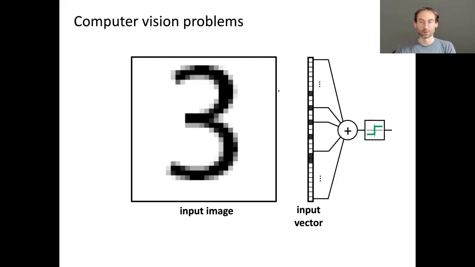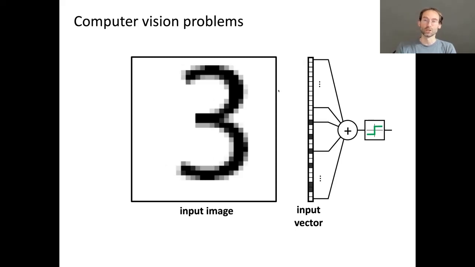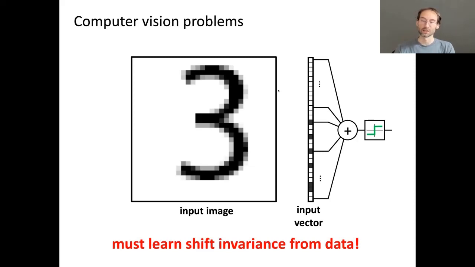The problem happens when we allow the images to undergo some transformation. The simplest transformation is just the position of the digit. If I shift this digit 3 by just one pixel, the input into the neural network will be very different. Because the neural network is completely unaware of the geometry, of the structure of the image, it will have a hard time learning that this is the same digit 3. So what we call shift invariance, the property that we want the output to be independent of the shift of the input, now has to be learned from the data. And because the data is high dimensional, we need very complex architectures with a lot of parameters, and training them is really a nightmare. So in practice, it never really works.